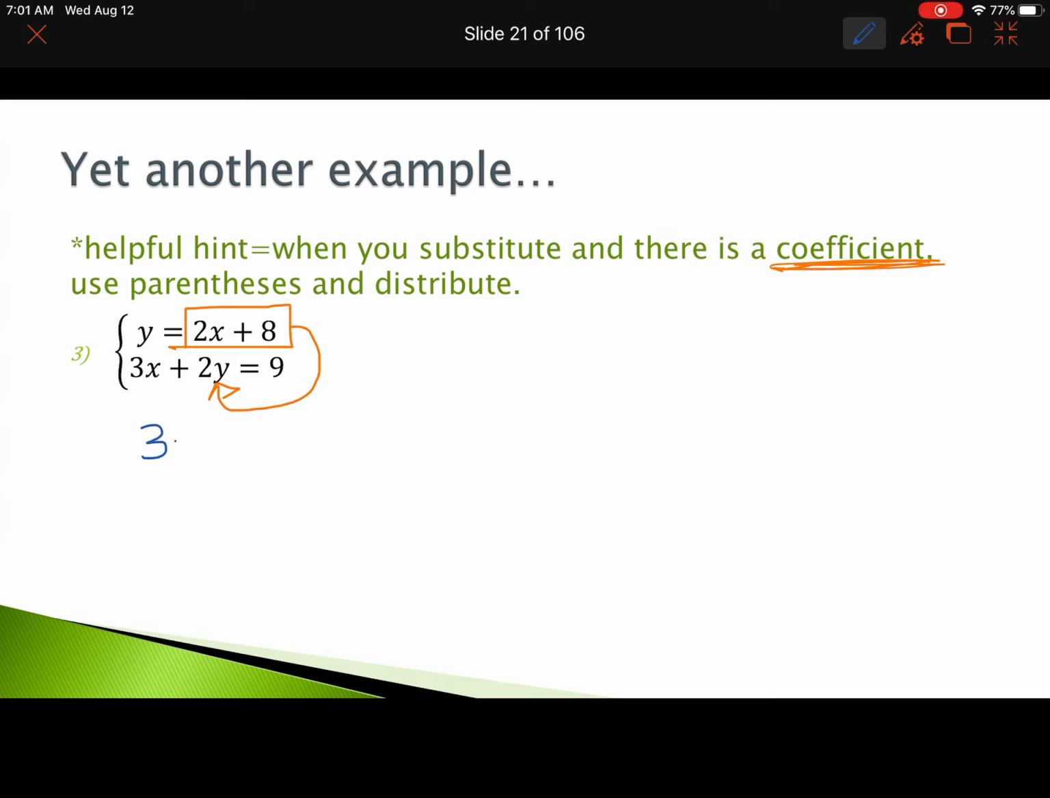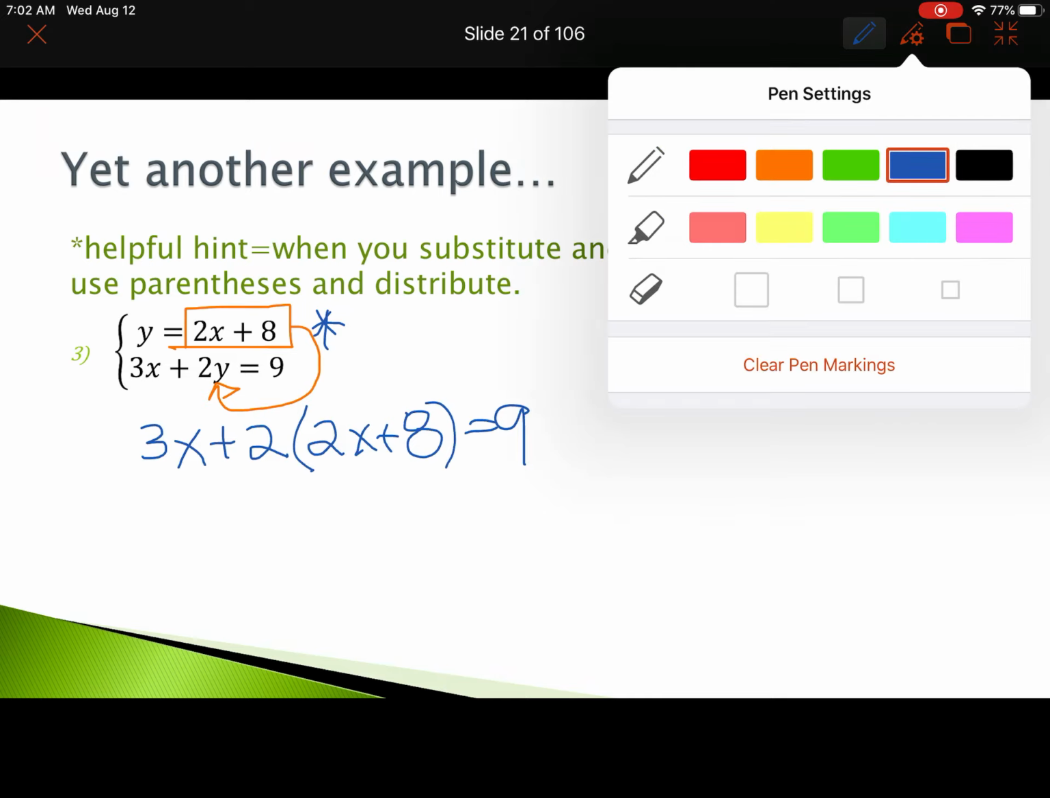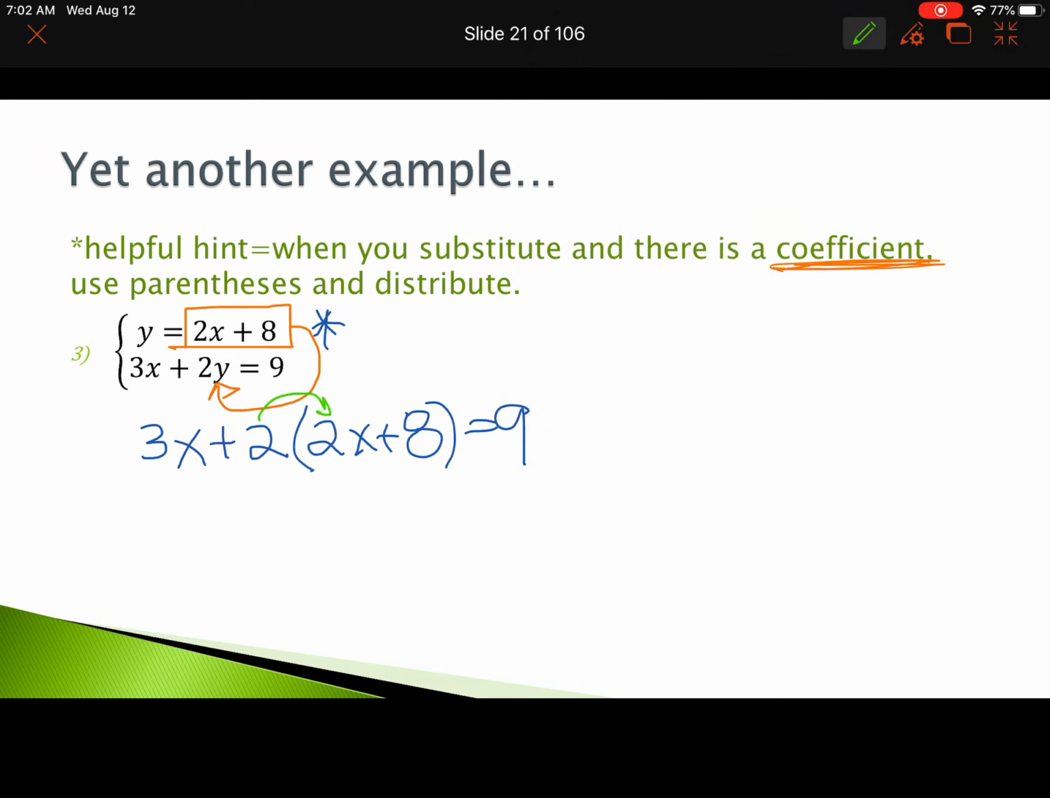So we have 3x plus 2 times the group, 2x plus 8, all equals 9. So what I've done is I've just replaced y with that first equation. So distribute to begin. When you distribute, make sure you're fair to both. So I'm going to have the plus 2 times 2x and a plus 2 times 8. Next line will read 3x plus 4x plus 16 equals 9. Combine like terms. 7x plus 16 equals 9.